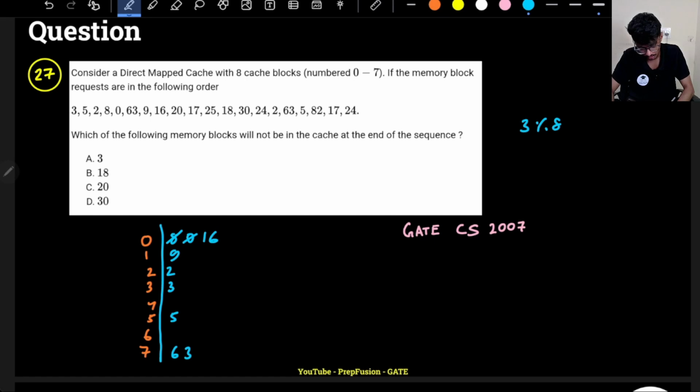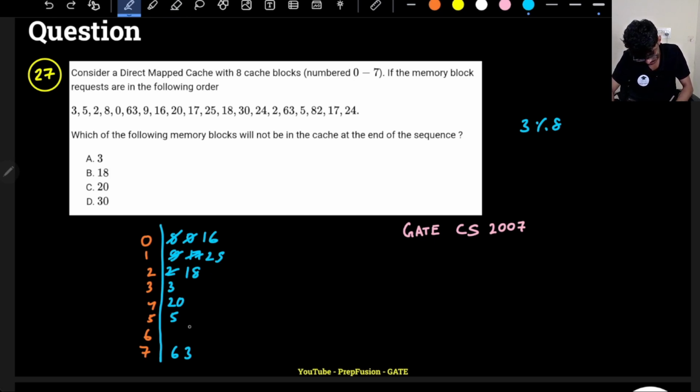Now 20 mod 8 will be 4. So this will be 20. Now 17 mod 8 will be 1. So this will be replaced again with 17. Okay. 25 mod 8 will be 1 again. So this will be replaced with 25. 18 mod 8 will be 2. So this will be replaced with 18. And 30 mod 8 will be 6. Okay, this will be replaced with 6. Not this 8, this will be staying here.